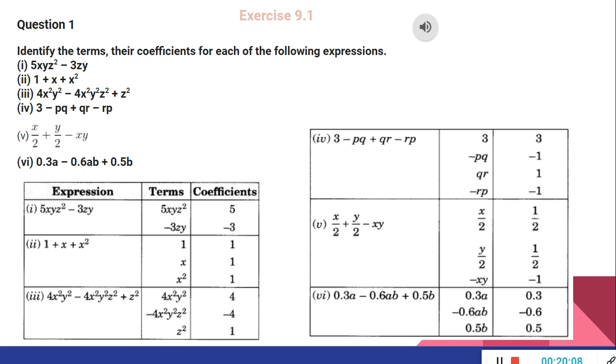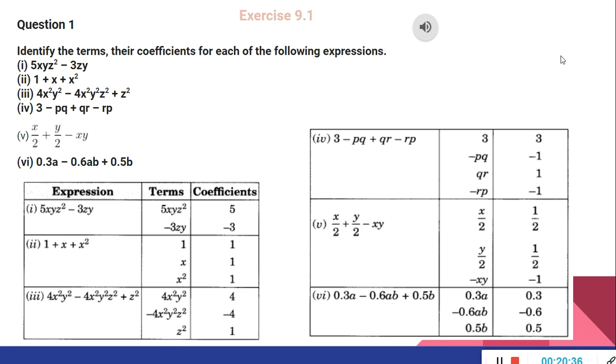Now third question is 4x square y square minus 4x square y square z square plus z square. Here the terms are 4x square y square, minus 4x square y square z square, and z square. And their coefficients, first 4, second one minus 4 and third 1.